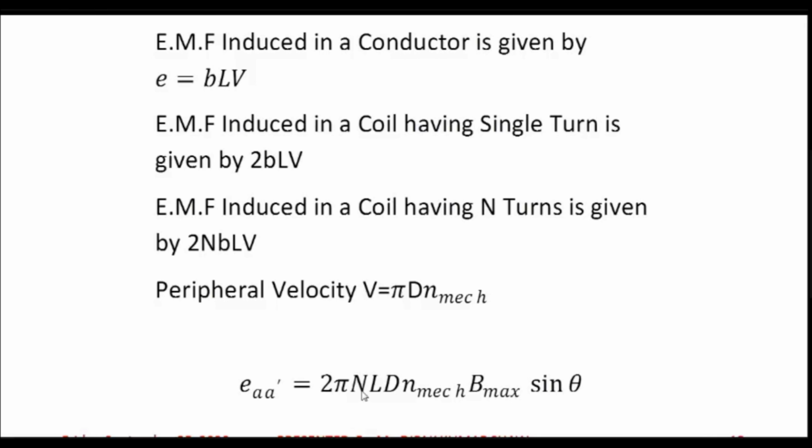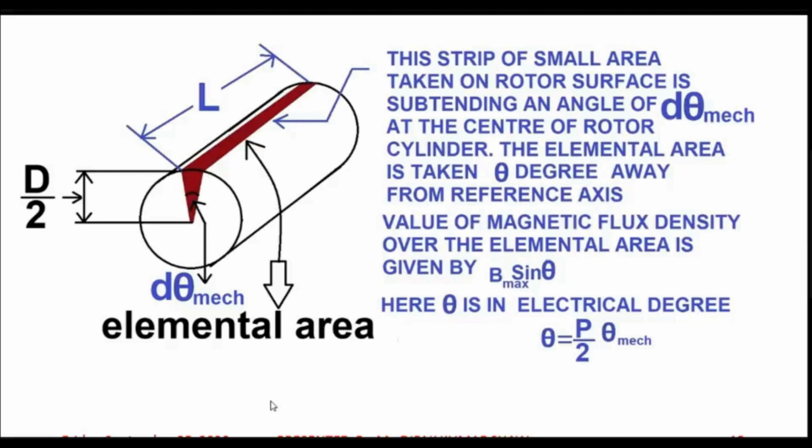What we want to know, we want to find another expression. This expression is okay, it is fine, but we want to find the expression of induced EMF in a single coil having n number of turns in terms of flux per pole. So what do we want to know? We want to know the value of flux per pole. So how to find the value of flux per pole?